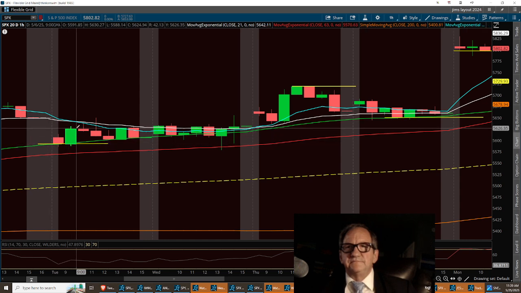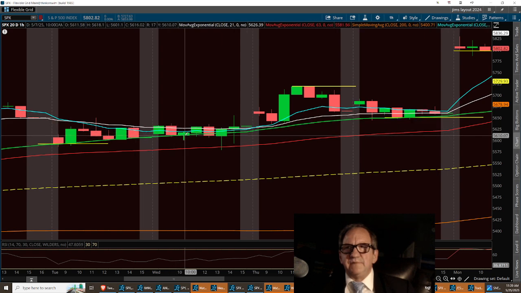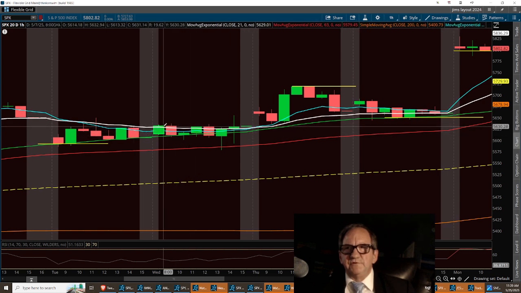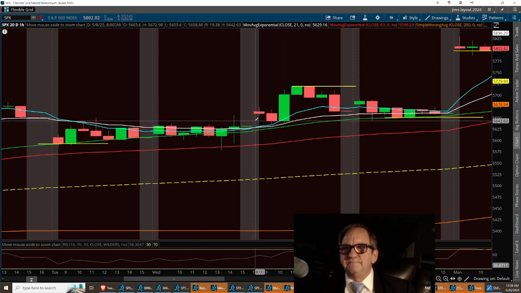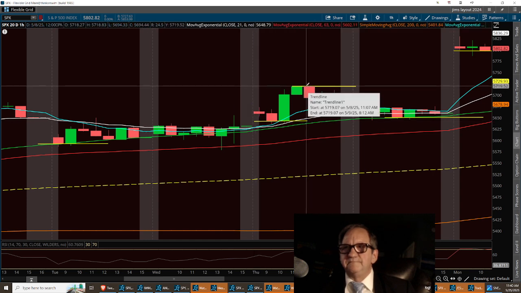Tweezer bottom, tweezer top. Tweezer top, get out of the trade by the end of the day. Tweezer bottom, runs on up and hits the tweezer top resistance. Out of the trade. Next day, tweezer bottom, runs up to a tweezer top. Get out of the trade.